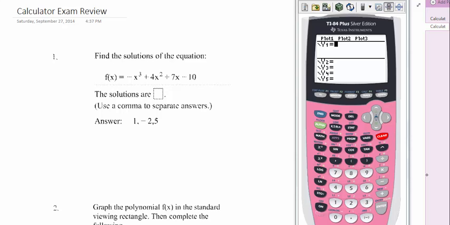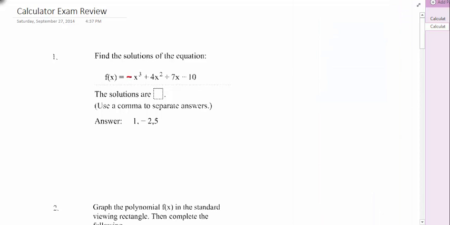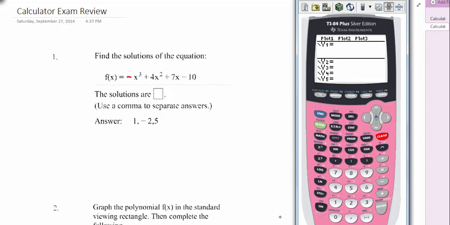This review is for the calculator exam, and I'll be working the questions with you, although on the answer sheet are the answers if you want to just check yourself there. So the first one says put this equation in and find the solutions. Be very cognizant of the fact that you have a minus at the beginning. If you're not watching that real carefully, you might miss something.